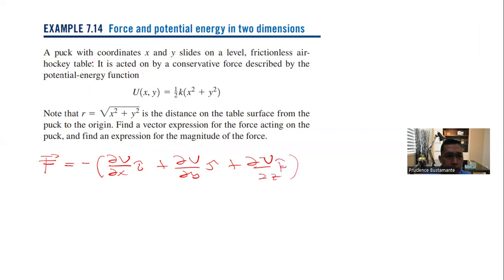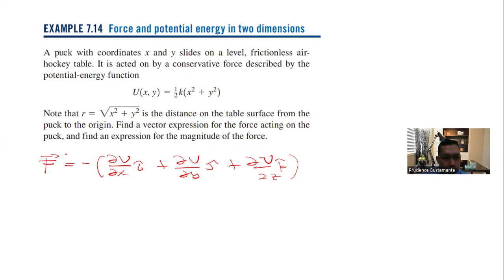Okay. You have a puck with coordinates x and y that slides on a level, frictionless air hockey table. It is acted on by a conservative force described by a potential energy function. So you're given a potential energy function. Note that r is the distance, r squared is equal to x squared plus y squared, on the table surface from the puck to the origin. So find the vector expression of the force acting on the puck and find the expression of the magnitude of the force.